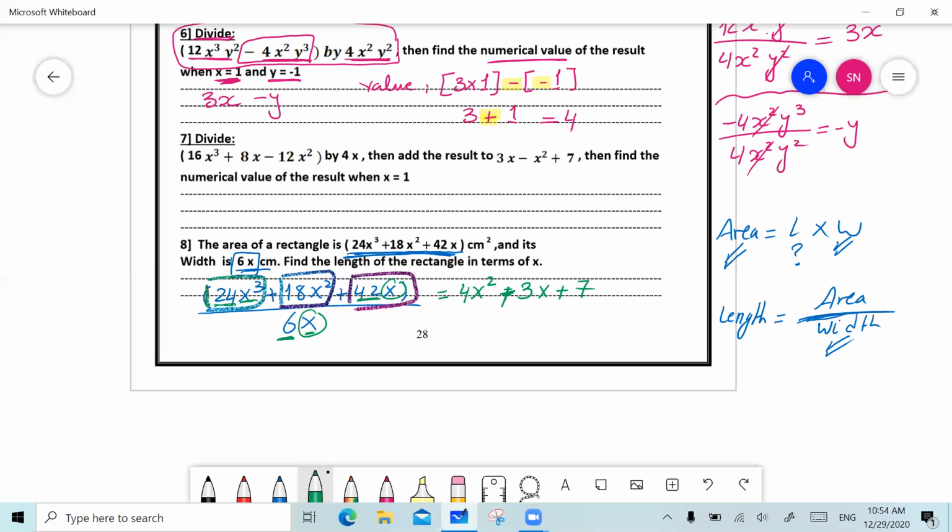So now I know that the length of the rectangle he's looking for is equal to the area divided by width. And when I work it out, I found that the length is equal to 4x squared plus 3x plus 7.